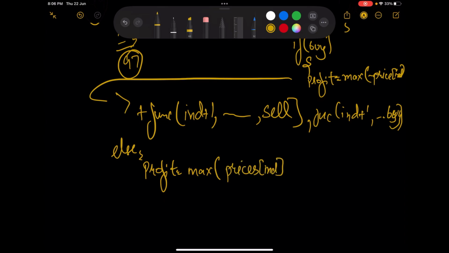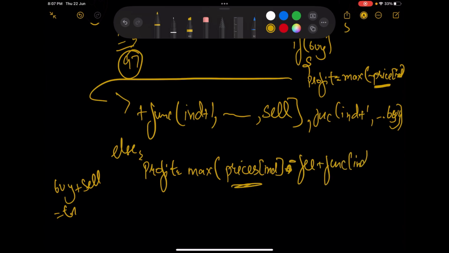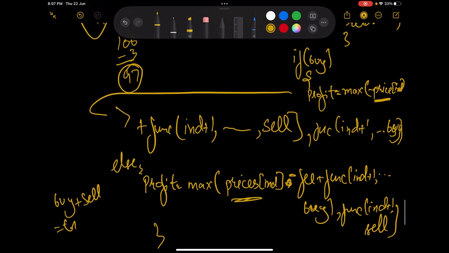index, and since there is a transaction fee, a buy plus a sell equals a transaction. Since I have bought here and I'm selling here, I will have a transaction, so I will subtract my fee and I will go to the next index and I will tell it that next time I have to buy. Or I can call the function on the next index and tell it that I need to sell again. So this is the basic idea, the recursive code.